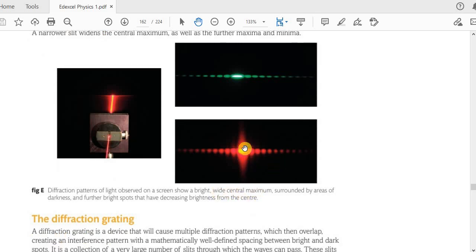See, white central maximum, that is this one, surrounded by areas of darkness. Those are called dark fringes, because there you have destructive interference. For example, when the crest of one wave meets the trough of another wave, and if they have the same amplitude and they are coherent, then there is destructive interference. The amplitude there becomes 0. That's why it's a dark fringe or dark area. And further bright spots have decreasing brightness from the center. So you can see that here.